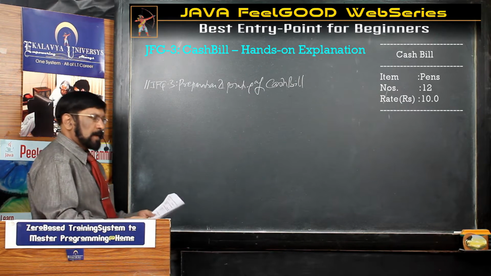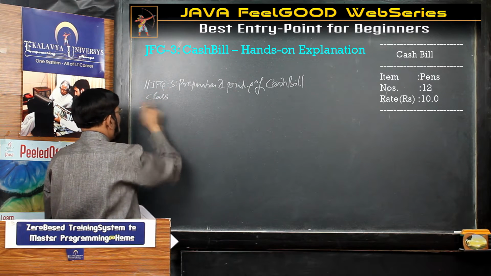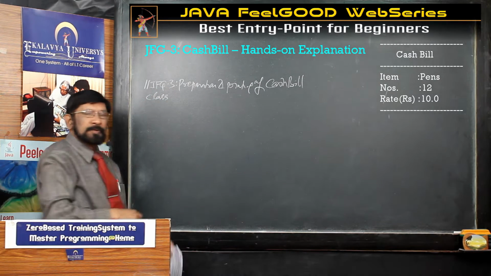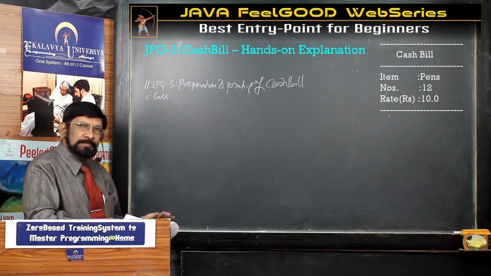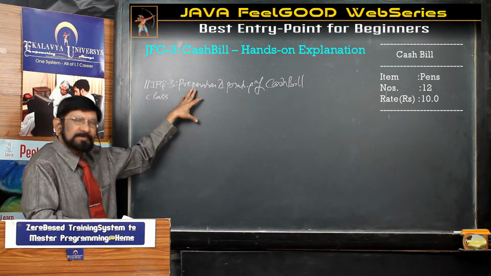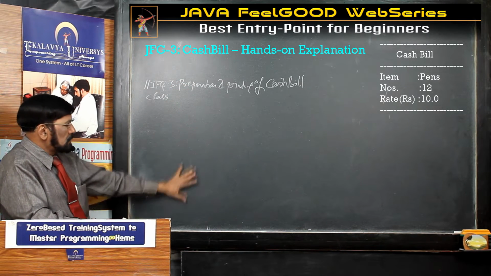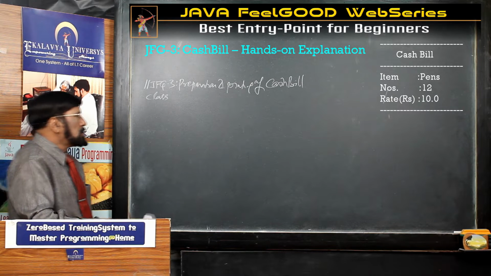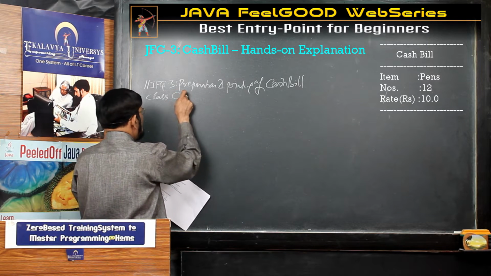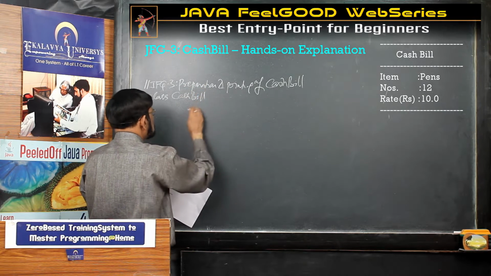Thereafter, we have to write the blueprint class. We have to define the blueprint class. What name do we have to give? Actually, it is cash bill. So we have to give it as CashBill. Whatever name you give is a class identifier. It should represent the activity or contents in the body. Then it should be a noun and it should be written in Pascal case.